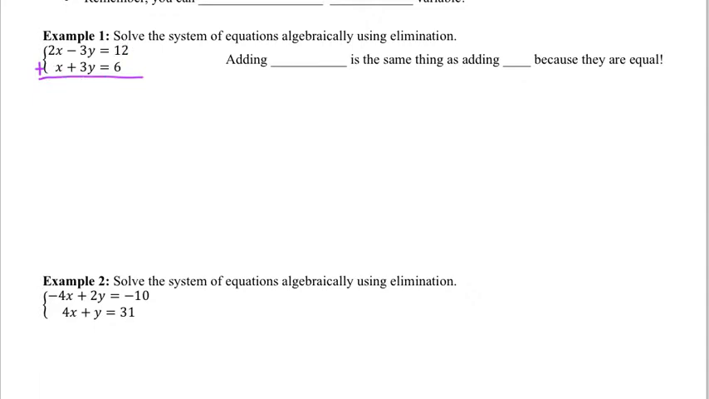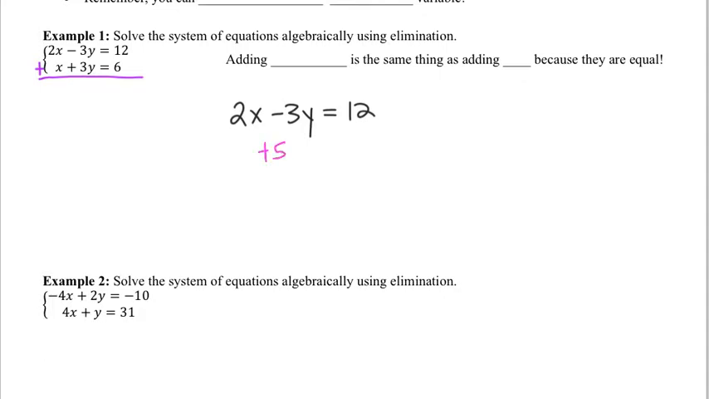Wait, Miss Booten, how in the world can we do that when they're different things? We're adding 3x plus 3y to this side, but 6 to this side. What we do to one side, we have to do to the other. So how is that possible? Well, here's how that is possible. Let's take that first equation, 2x minus 3y equals 12. You're right, what I do to one side, I have to do to the other.